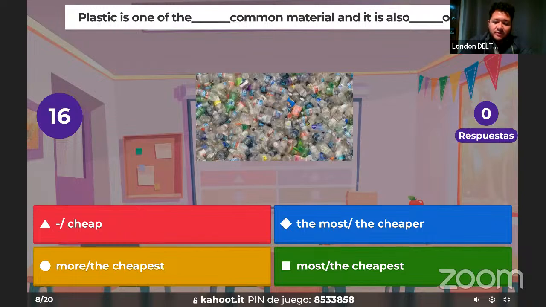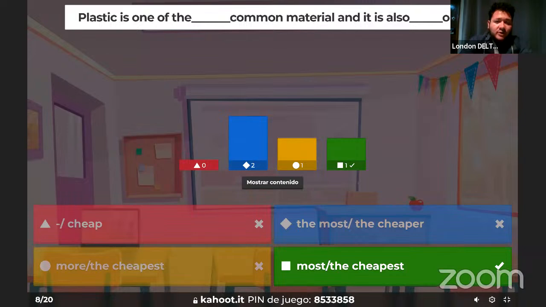Ok, bueno, esta es un poco larga, ¿verdad? Yo creo que el tiempo que nos dan no es suficiente. Quiero decir, el plástico es uno de los materiales más baratos. Ah, no, perdón. El más común y también el más barato. So, it's one of the most common materials and it is also the cheapest one.